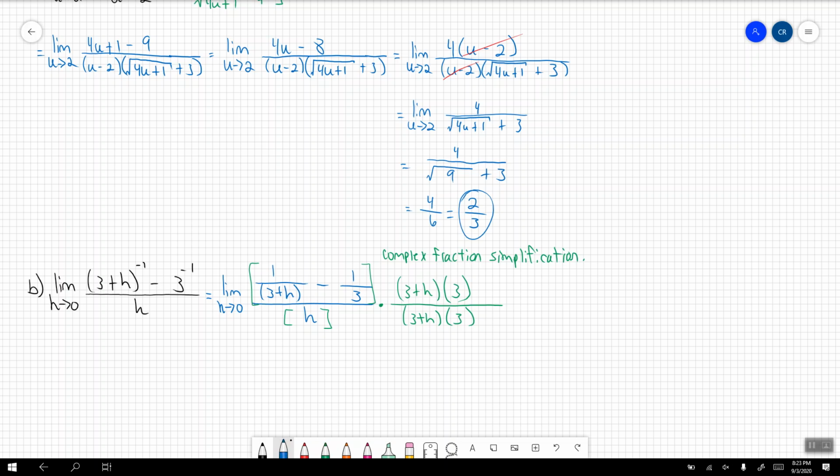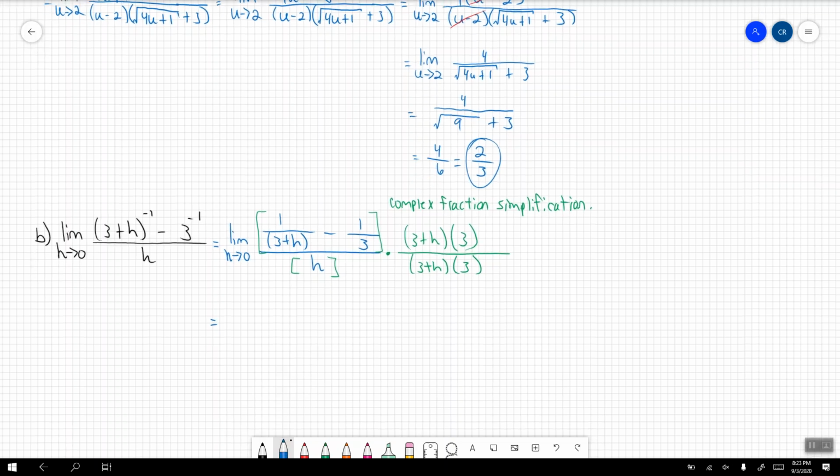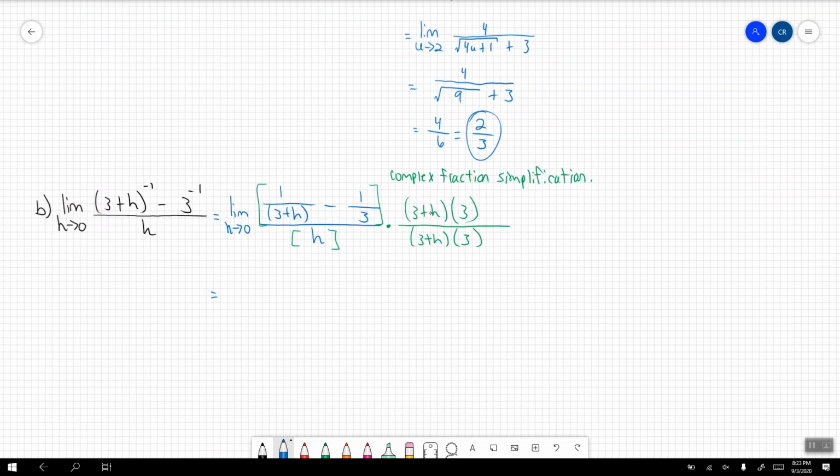Once we're able to perform this, we're going to distribute that numerator that I was going to multiply by. This is going to multiply the first term here, and when it does, we're left with a numerator of 3. The second term is going to multiply that numerator. Again, we're left with minus 3 plus h, divided by h multiplied by 3 plus h times 3, as such.